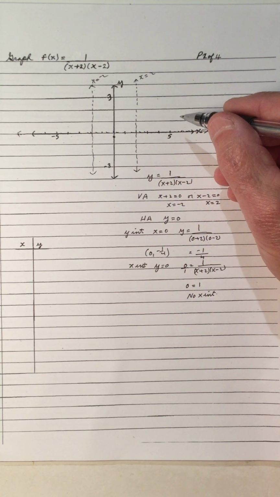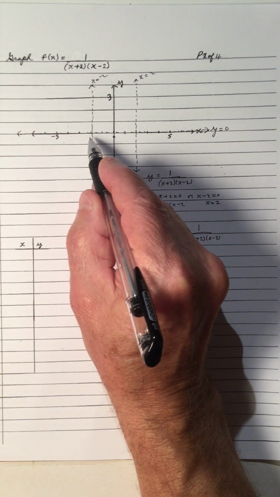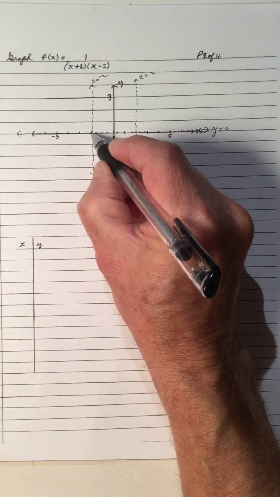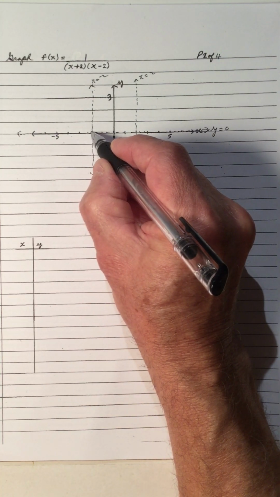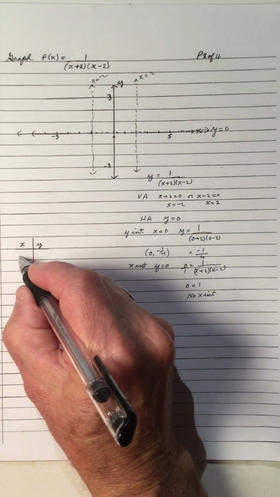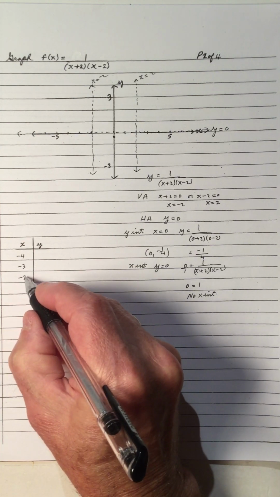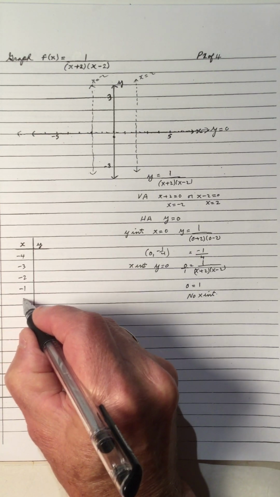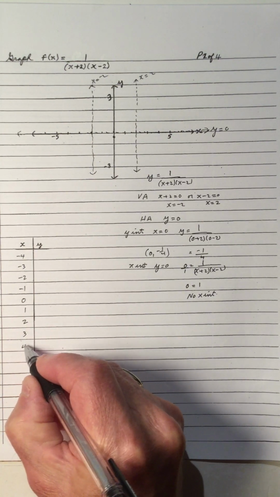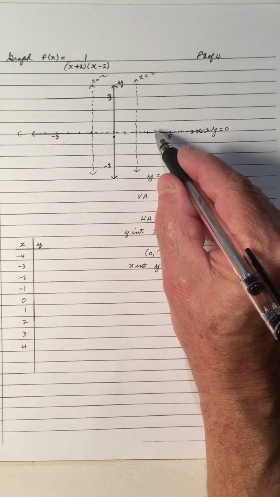So to look at that, let's look at some values. We have the asymptote right here at negative 2, so let's look at a few values to the left of that. Let's look at negative 4, negative 3. We know what negative 2 is. Then negative 1, 0, 1, 2, 3. Let's look at some of these values along this x-axis.